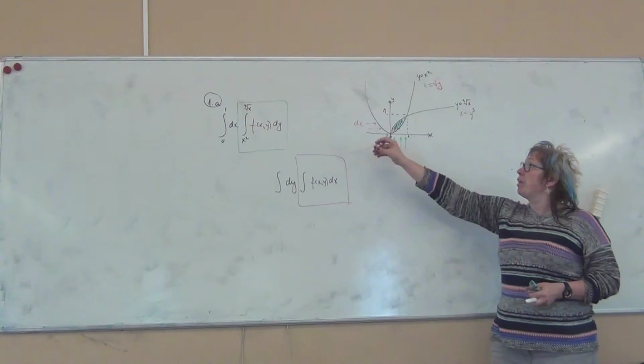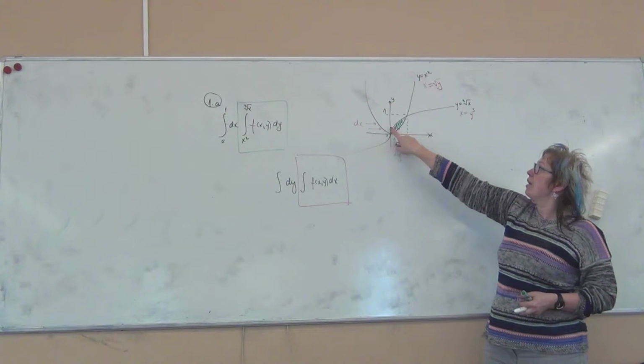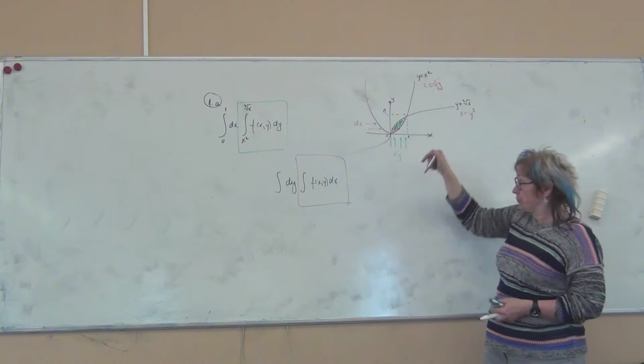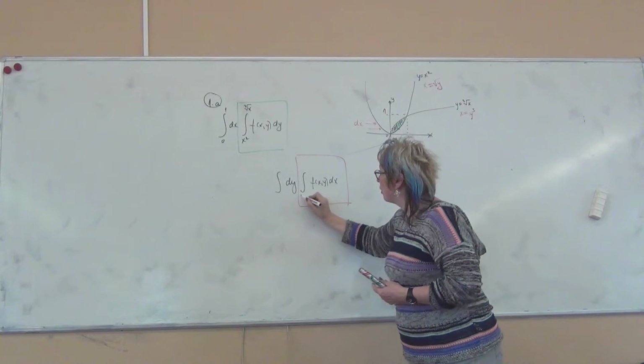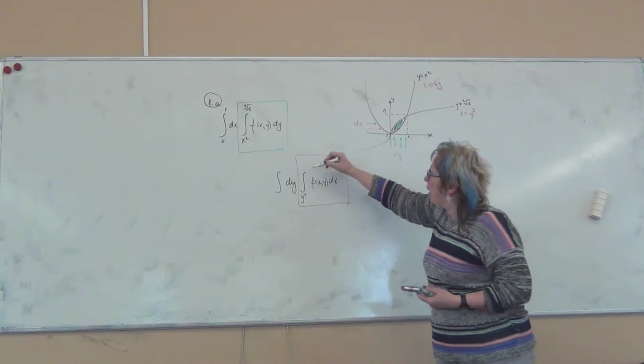So, remembering that, going in the x direction like this, we start from this curve, the lower boundary should be y cubed. So it's y cubed, and the upper boundary will be square root of y.